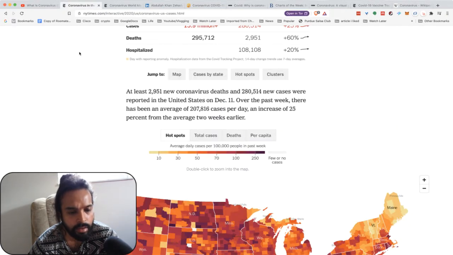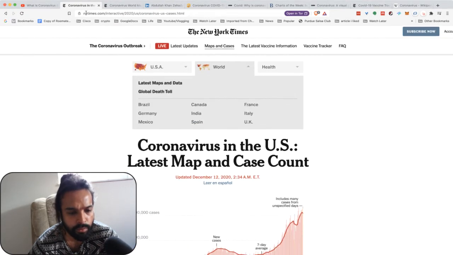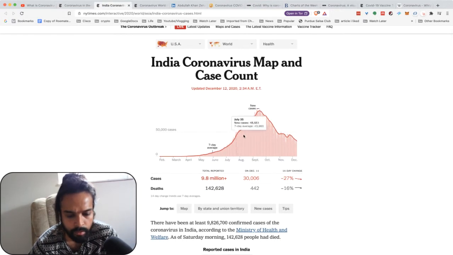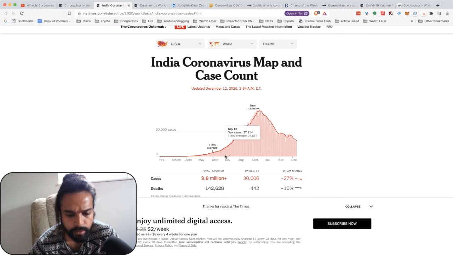I use mainly two sources. The first source is the New York Times interactive coronavirus map. Here you can have the world map, and also the United States map, and some other countries' maps. If you live in India, you can just click on here, and you can get the curve here.